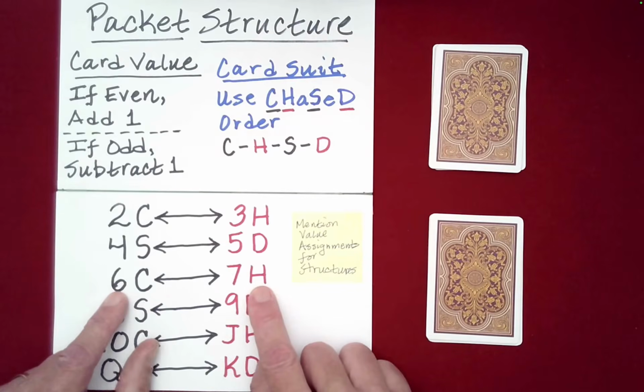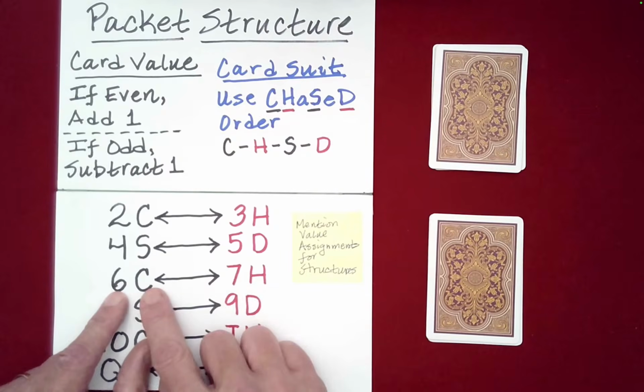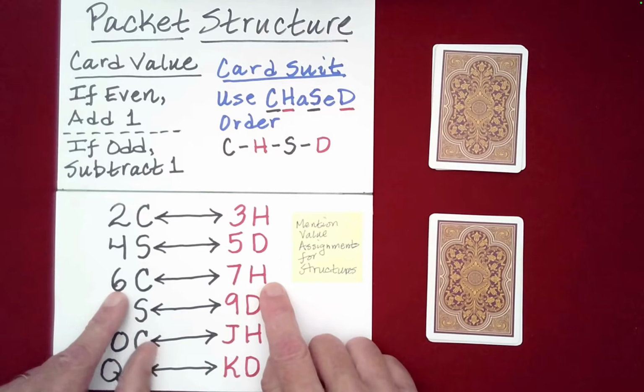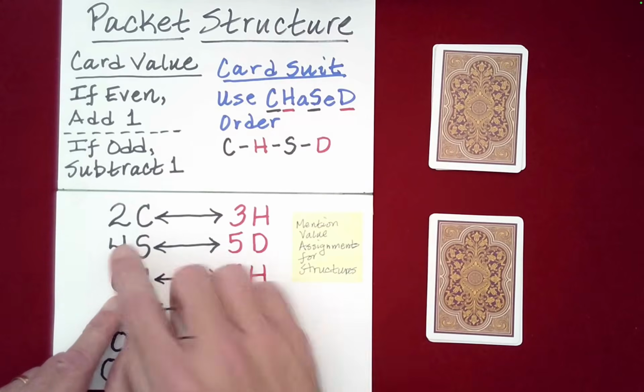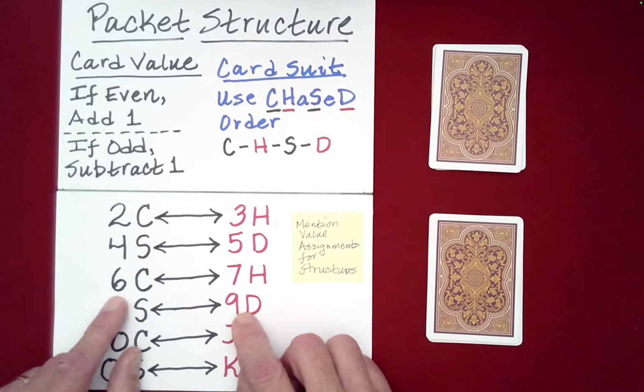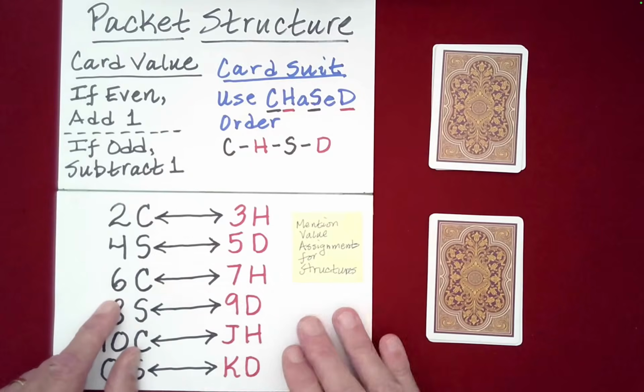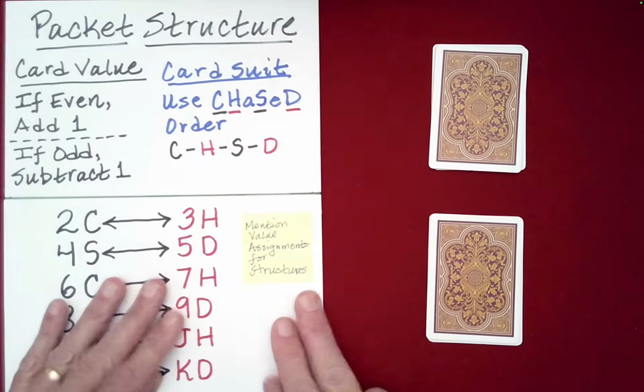Now what comes before hearts in CHaSeD order? It's the club. So seeing this, I would know for certainty that your card at whatever position we're focused on would be the 6 of clubs. Okay, so let's go ahead and practice really fast.